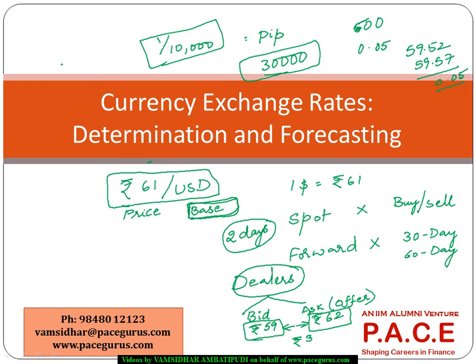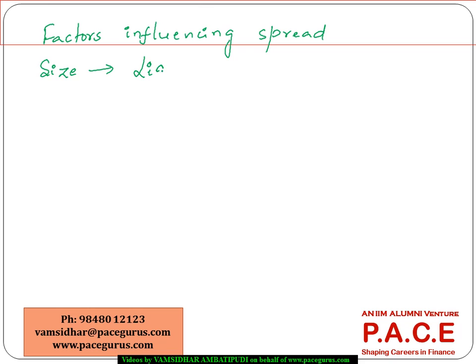And looking at the factors that influence the spread, primarily it can be classified into the size of the transaction. The larger the size, generally if the buy or sell is in very large volumes, the liquidity will become an issue.